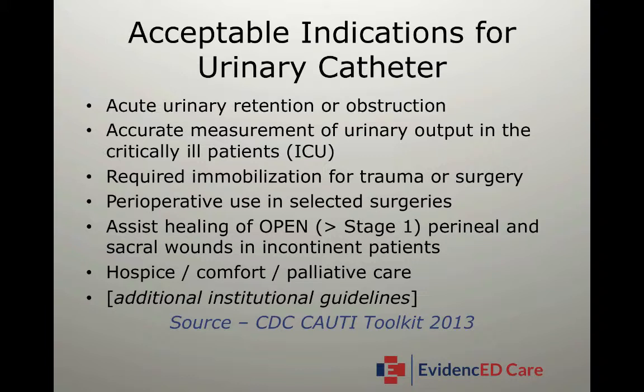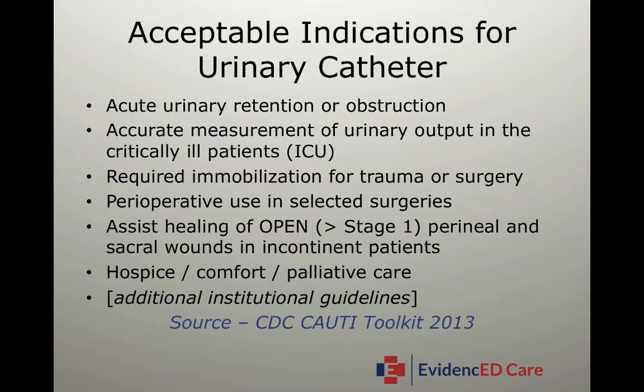So this is a listing of the accepted indications, and we're going to go through many of these as they apply to us in the emergency department. First would be acute urinary retention or obstruction. Well, that one is obvious. But another indication is for accurate measurement of urinary output in patients that are ICU level patients. So severe septic patients or other severe patients that are requiring ICU level care in which monitoring of urinary output and temperature is important, a catheter would be an indication.